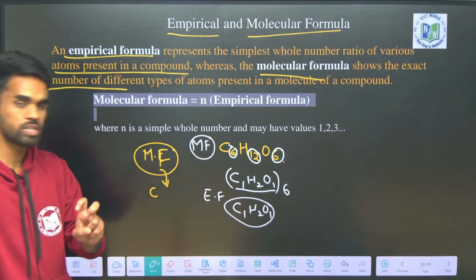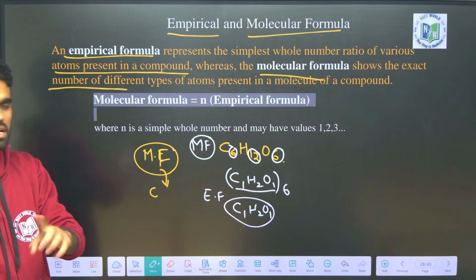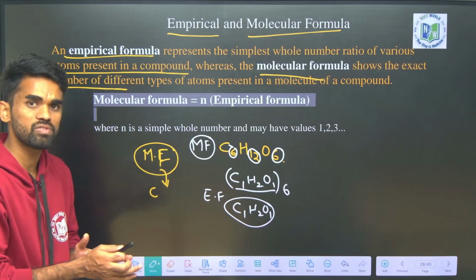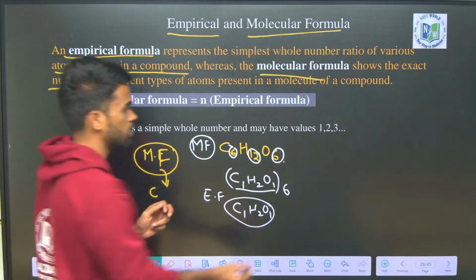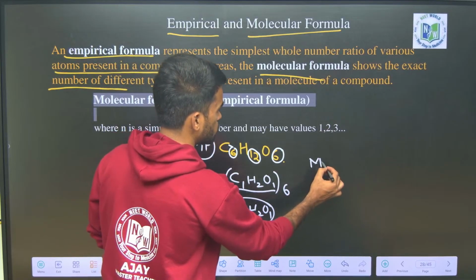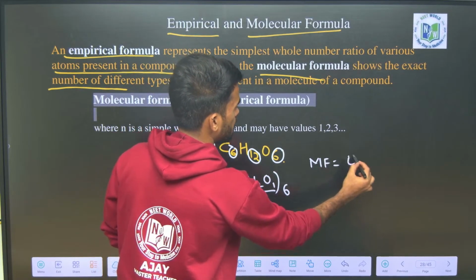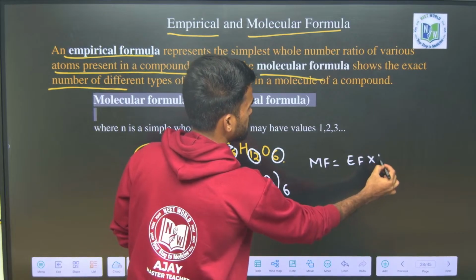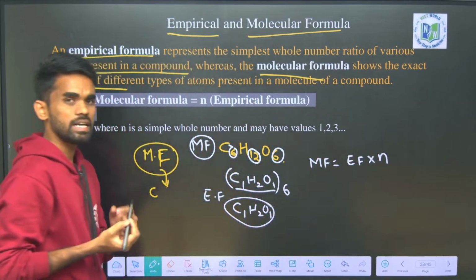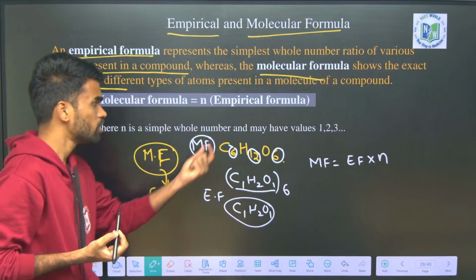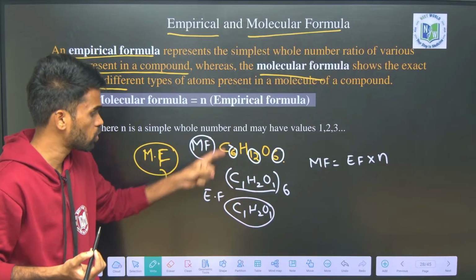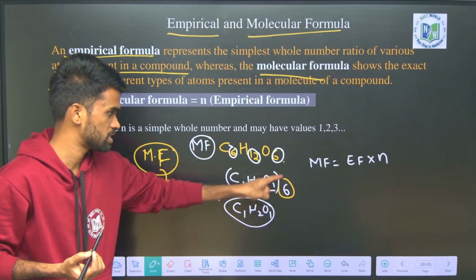Okay, we got two types, one is molecular formula, the other is empirical formula. So now what is the relation between empirical formula and molecular formula? See, molecular formula equals empirical formula multiplied by some number n. So that number n depends upon what type of formula we are taking. For glucose, the n will be 6.